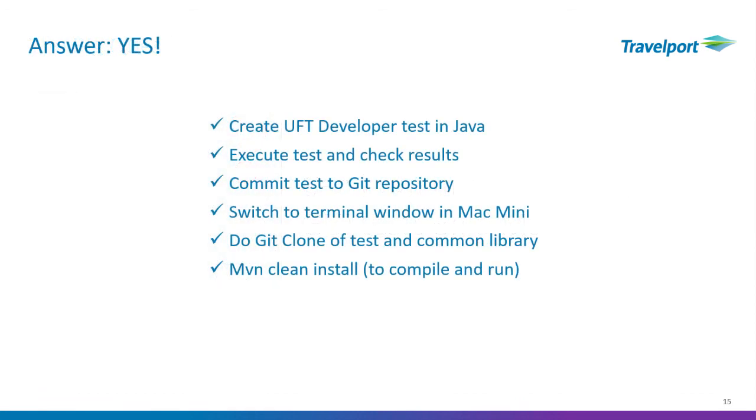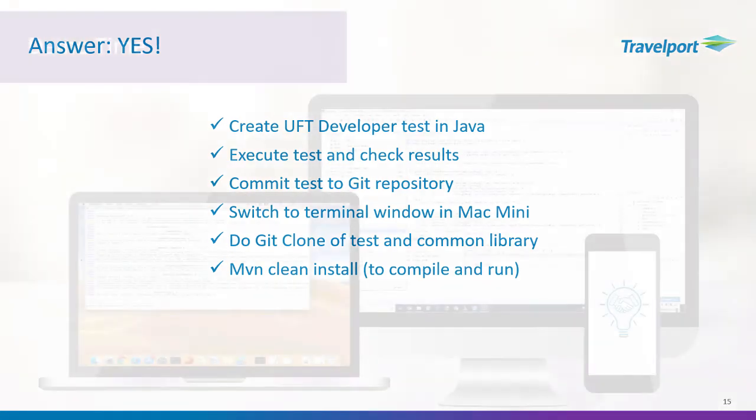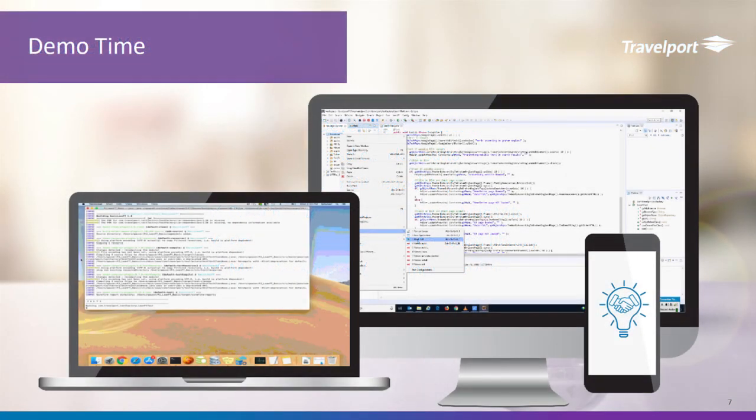The answer is yes. The way I did it was to create UFT Developer tests in Java, execute the tests and check the results, commit the test to a Git repository, and then switch to our Mac Mini into a terminal window, do a Git clone of the test and common library, and a Maven clean install to compile and run the tests. And that's what I'm about to show you in this demo right now.